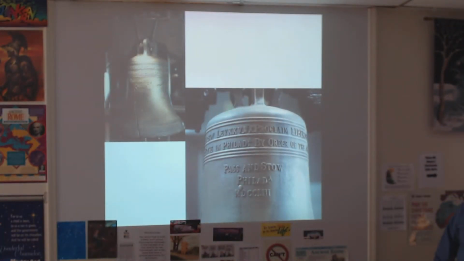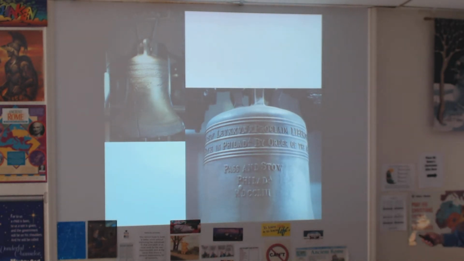This is the bell that was struck, which is now called the Liberty Bell, and it quotes from the book of Leviticus, "Proclaim liberty throughout the land." And you can see that as it is housed in Philadelphia.